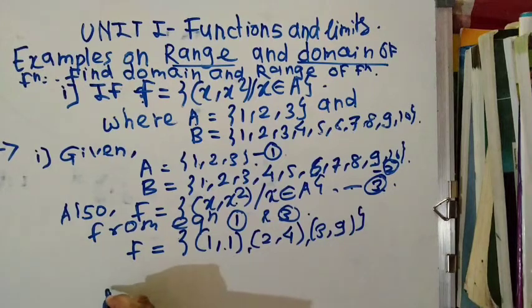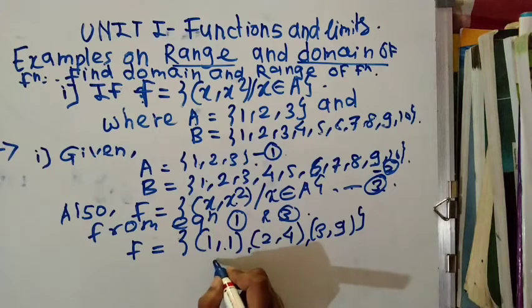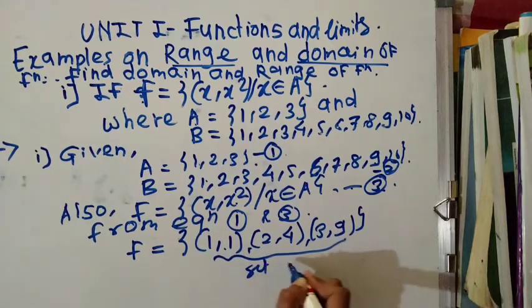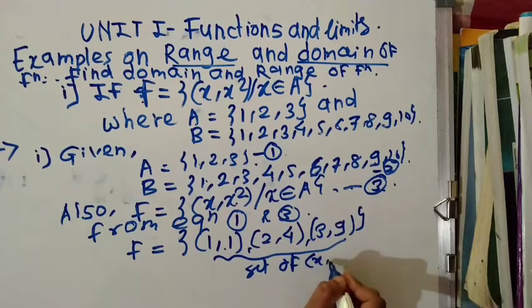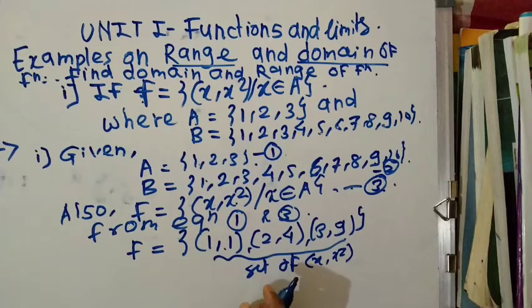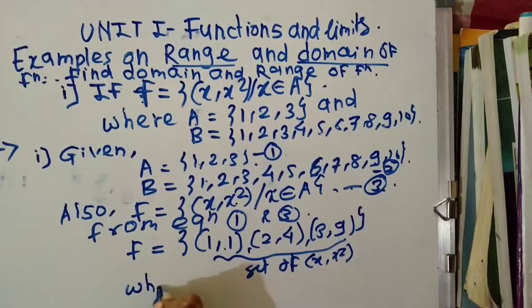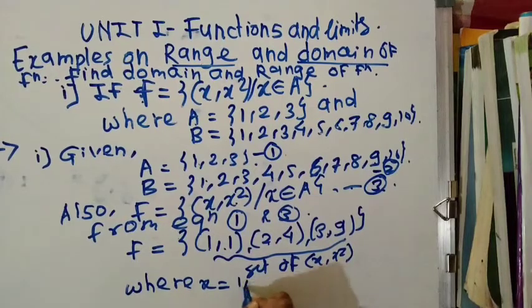Means it is the function, it is the set of x and x square. Then what is the domain? Domain is the first element here, where x is equal to 1 2 and 3, means first element, and x square is 1 4 and 9.